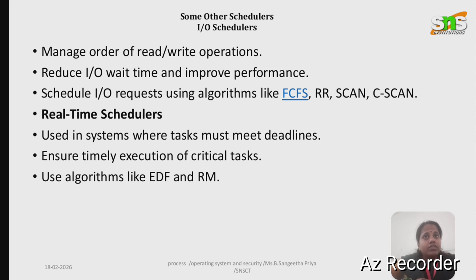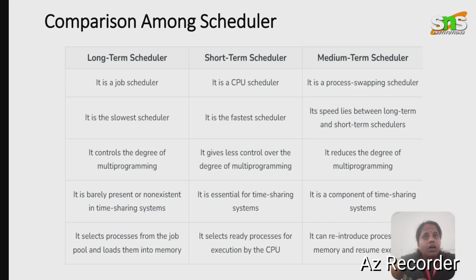Other schedulers: IO schedulers manage read or write operations and reduce IO waiting time. Real-time schedulers are used in systems with deadlines, for example medical systems and flight control. They ensure tasks complete on time. Next, the comparison is mentioned here.